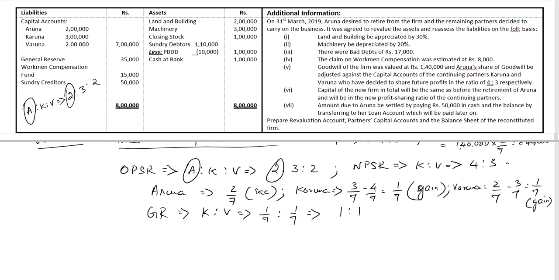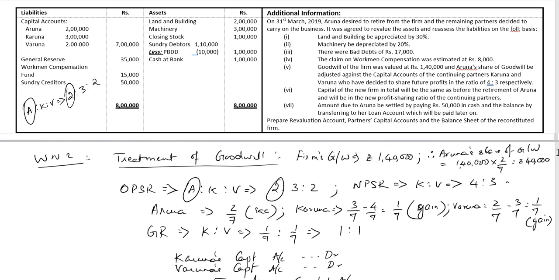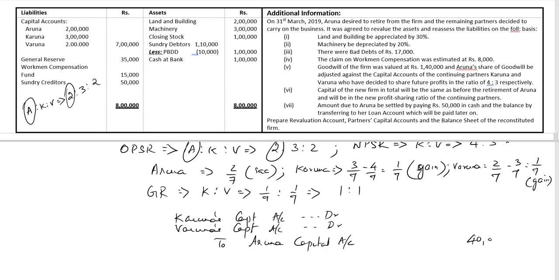The journal entry, we'll debit the gaining partners, Karuna's capital account, debit, Varuna's capital account, debit, to Aruna capital account. Aruna's share of goodwill, it's rupees 40,000 here, to be divided in gaining ratio 1 is to 1. So 20,000 for Karuna and 20,000 for Varuna.